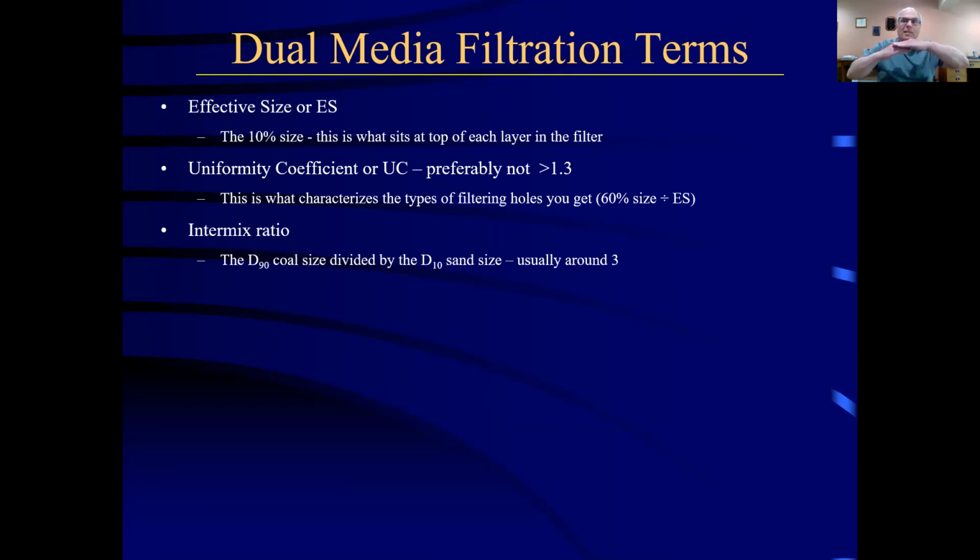So again, the D10 size, the effective size of the sand, is going to be right here, and work your way down through the bed, and the D90 size of the sand is going to be down here. So this interface with the D90 coal size sitting on the top of the D10 sand size is very important. That is an intermix ratio, and that ratio should be about 3. So the size of the D90 coal on top of the D10 sand should be roughly 3 to 3.5. If it's too small or too big, you're going to have problems.